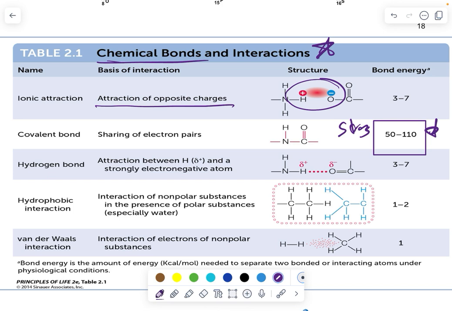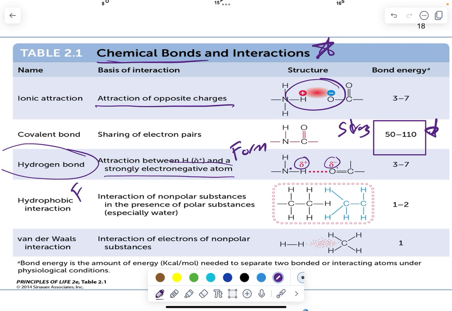Hydrogen bonds: because hydrogens are so weak, they don't hold much of their electron. The electron's way over here, so they have a partial positive. Oxygen takes more of the electrons, so there's a partial negative. So whenever there's an attraction between a hydrogen and a strongly electronegative atom, that's a hydrogen bond. Hydrogen bonds come into play when we talk about the form of proteins, the form of nucleic acids, various things like that.